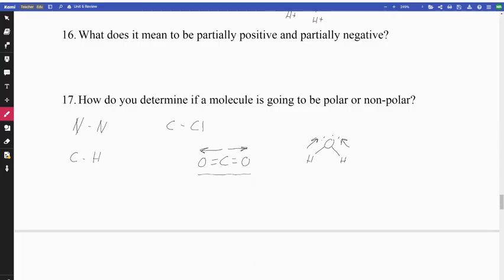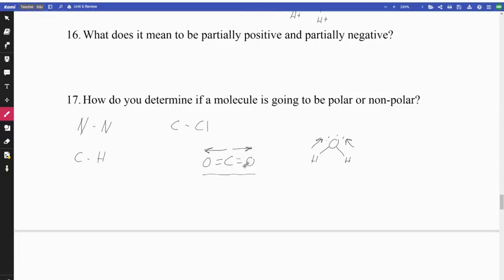The reason why it's pulling at that angle is because of these lone pairs. These lone pairs make it so that they're bent instead of straight. So when we have a molecule that does not have lone pairs on the central atom and is symmetrical, those bonds are going to cancel each other out, and it's going to be a nonpolar molecule. This is also assuming that the atoms on the outside are the same atom. I'll talk more about that later.